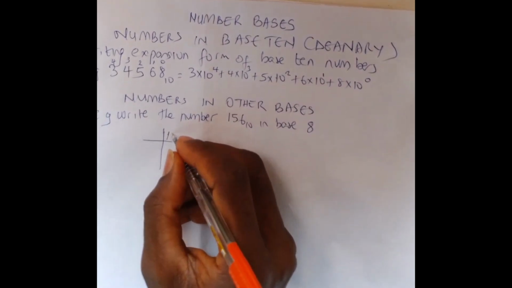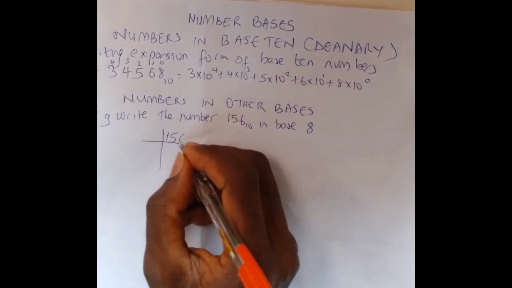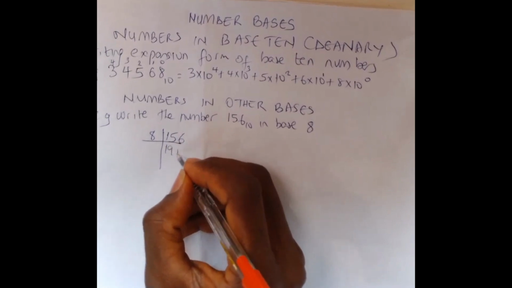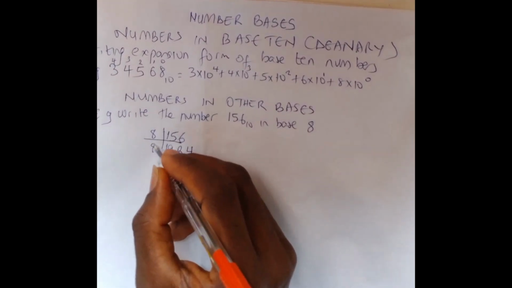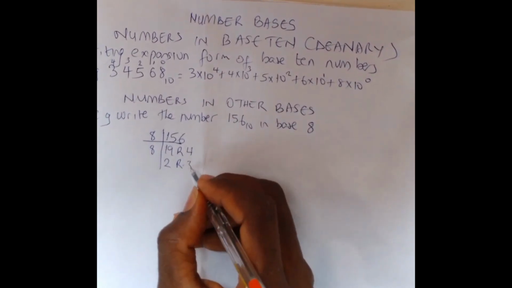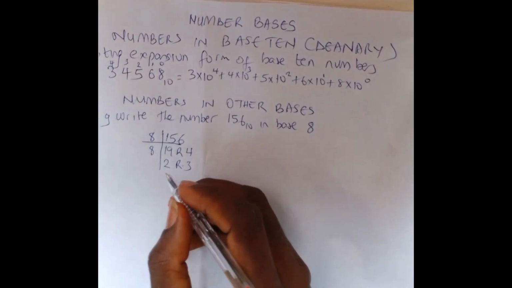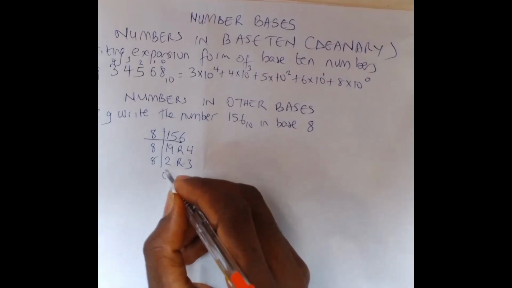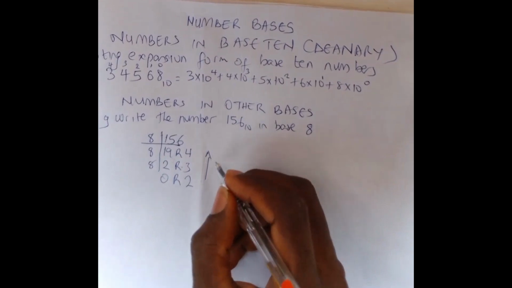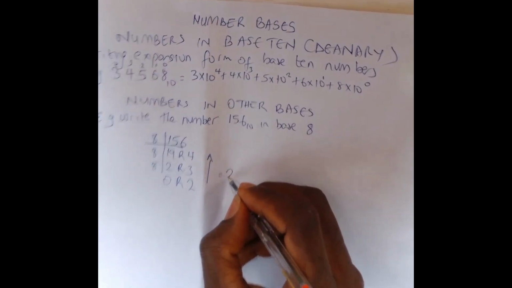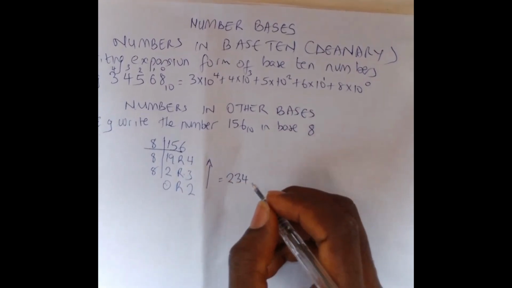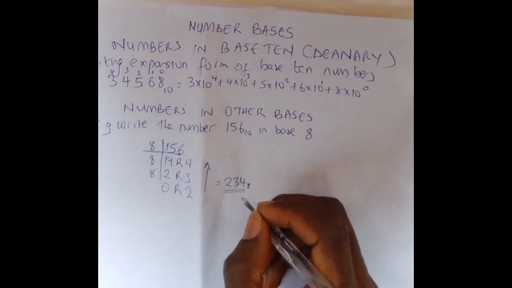So this is 156 and this is 8. So 156 divided by 8 will give us 19, remainder 4. 8 can still go. We use 8 to divide again, remainder 3. Then 8 divided by 2 is 0, remainder 2. Once it gets to 2, you stop and you write your final answer, which is 2, 3, 4. You write your answers from down to up. So 234 base 8. So this is how to convert numbers to base 8.